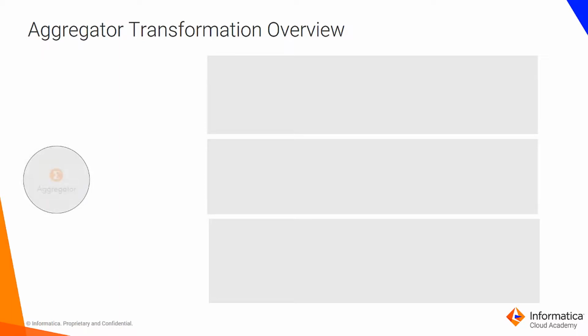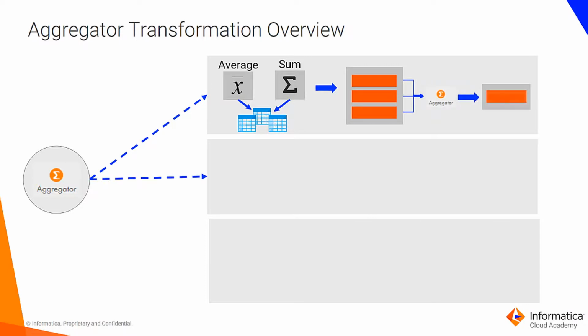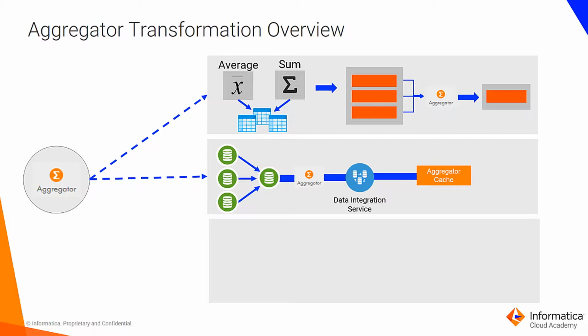The aggregator transformation is used to perform aggregate calculations, such as averages and sums on groups of data. The aggregator transformation is an active transformation, which means that the number of rows entering the transformation will change after the transformation is applied. When you run a mapping that uses an aggregator transformation, the data integration service stores data temporarily in an aggregate cache until it completes the aggregation. It stores group values in an index cache and row data in the data cache.